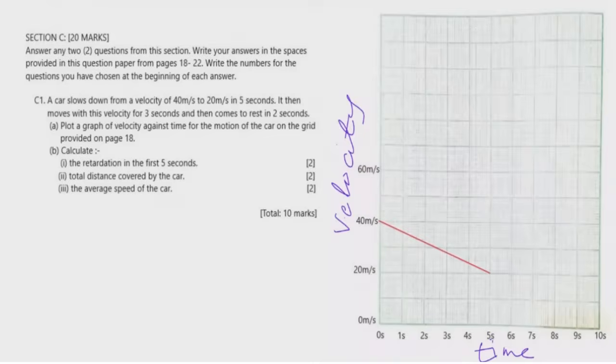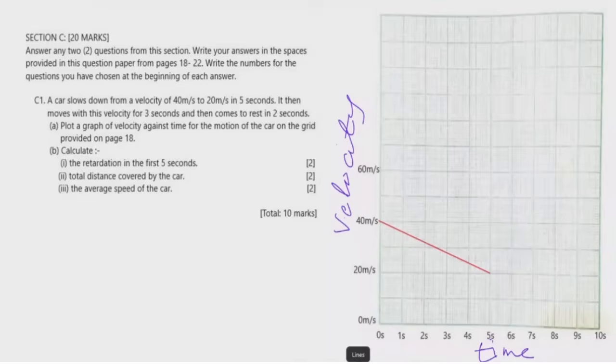Now once we have drawn like that, that means we have drawn the movement of the car from 40 meters per second to 20 meters per second in 5 seconds. Now you can see here is 5 seconds. So from 40 to 20, time taken is 5 seconds. Okay, now once we've drawn that, we can go to the next statement.